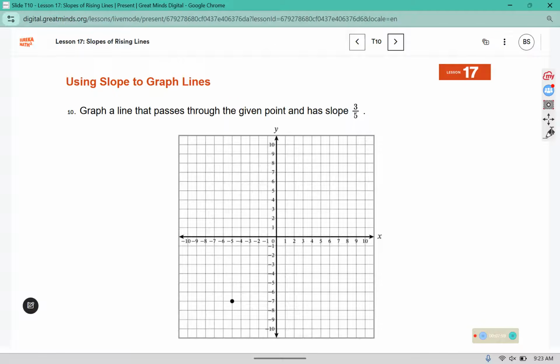This one says graph a line that passes through the given point and has a slope of 3/5. So we're starting at this point, we'll go up 3 and then over 5. And we can continue doing this just to put additional points. Then we will draw a line connecting all of those points, again using a straight edge, like a ruler.